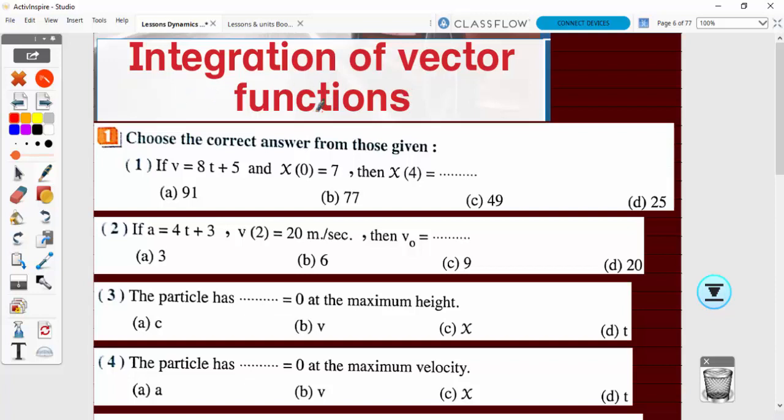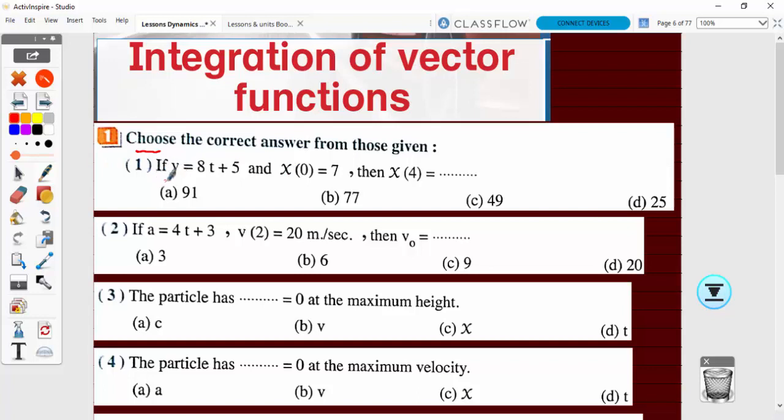Integration of vector functions. Question number 1, choose the correct answer from those given. If v equals 8t plus 5 and x of 0 equals 7, then x of 4 equals 91, 77, 49, or 25.